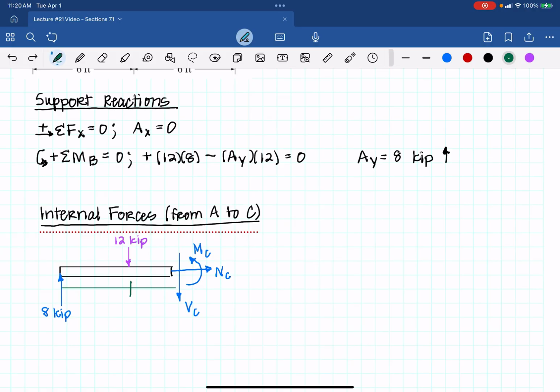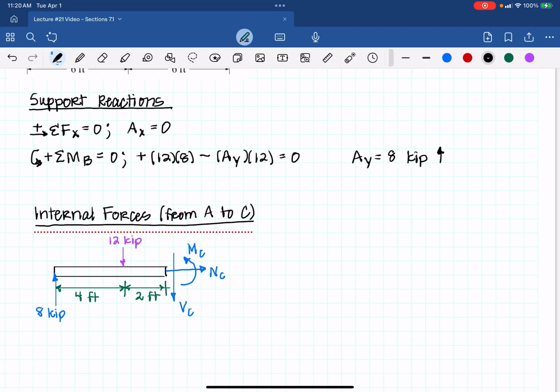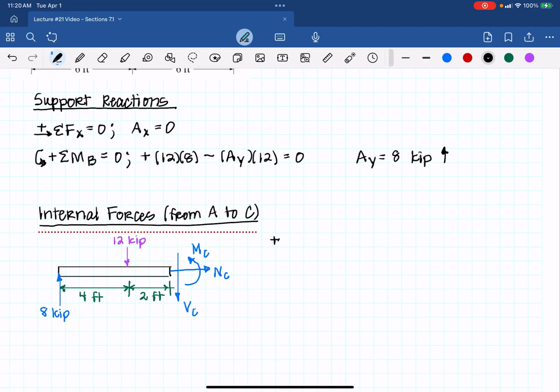Sorry, I've got a distance from A to the distributed load of 4 feet, and then it is another 2 feet to get to C. All right, so now I can do my equilibrium equations. So the first one I'm going to do is sum the forces in the X direction, because as you can see, there is only one. Sum of the forces in the X direction equals 0, so I know that the normal force at C is 0.